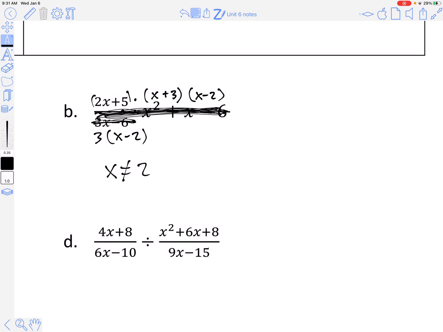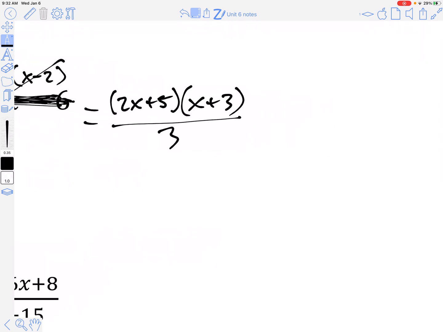So I don't need to do anything with that. There's only one number that would make that 0. All right, go ahead and cross off your like terms there. X minus 2 divided by x minus 2 is 1. 1 times anything makes the rest of the problem stay the same. So I have 2x plus 5 times x plus 3 all over 3.